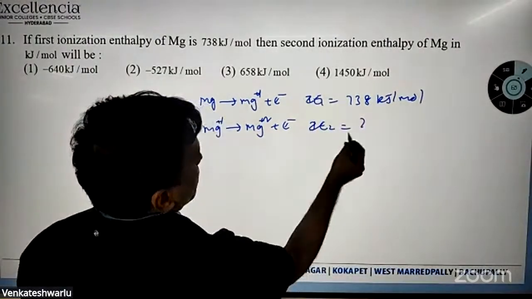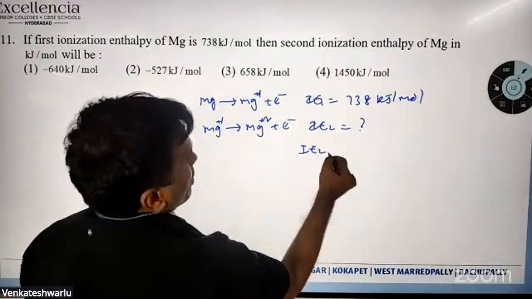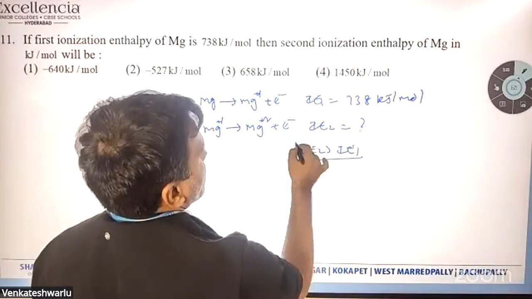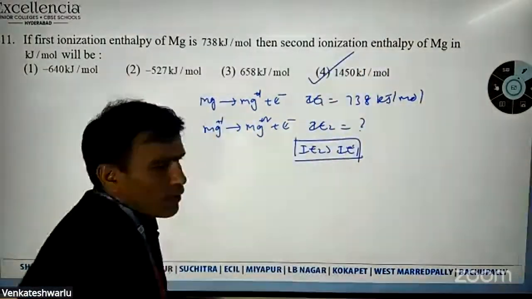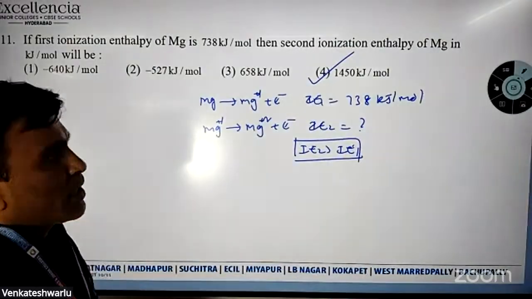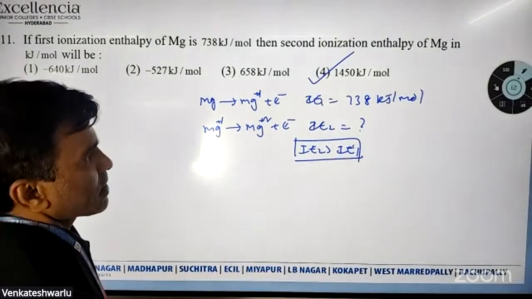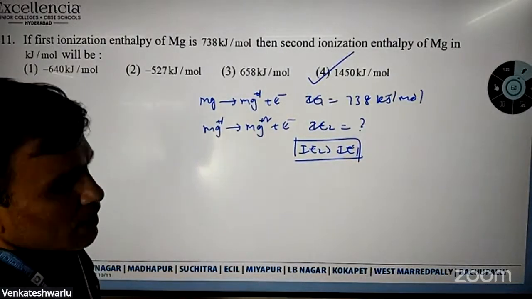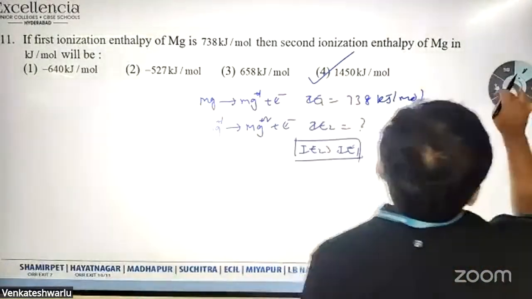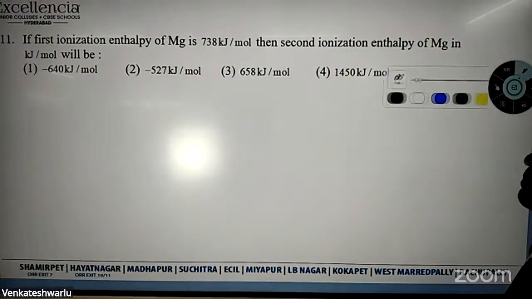So definitely we know that IE2 is always greater than IE1. So now the right answer is 4. As the number of electrons removed increases, size decreases. As the size decreases, ionization energy increases. So option 4, it's a very easy question. Now next question.